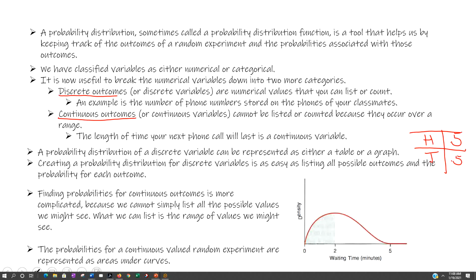Maybe they're a little different. Maybe there are 3 options and the first probability is 50%, the next 2 are 25%, or 50, 30, 20, things like that. The table for the discrete variables would be listed out that way.